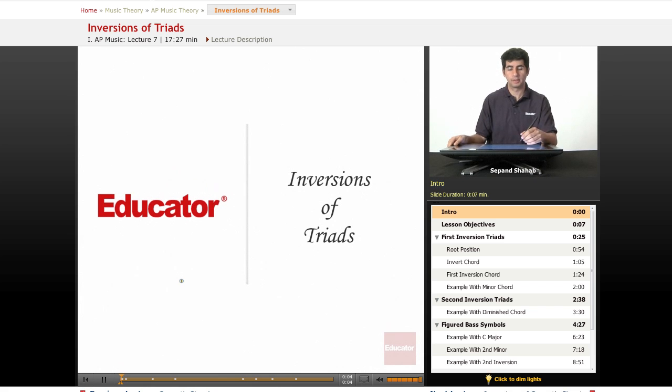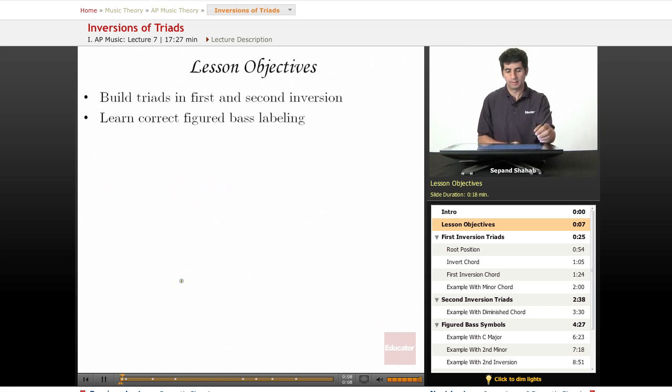Today's lesson is on triad inversions. So the objectives for today's lesson are to first be able to build triads in first and second inversion, and then we're going to look at using the correct figured bass labeling for these inverted chords.